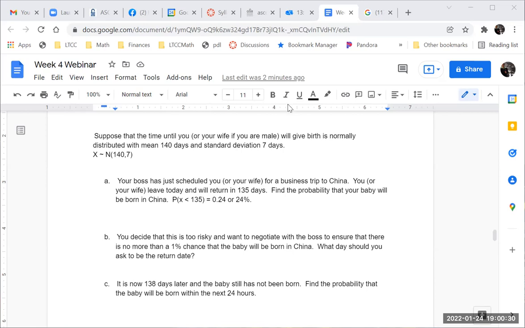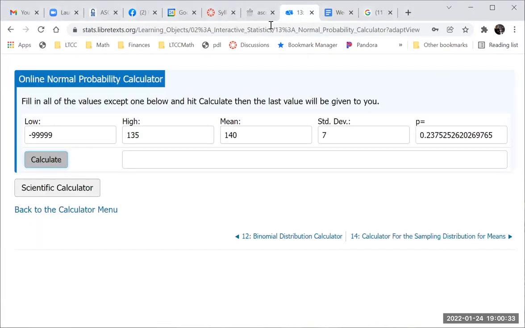So we want no more than a 1% chance. So 1%, where does that go? Yeah, there's our P. And don't forget, don't write 1. What should I write? Yeah, 0.01. What's blank? Yeah, the high is the blank. Okay. And the low could be negative 99999. That's fine. And then we'll find out a return.